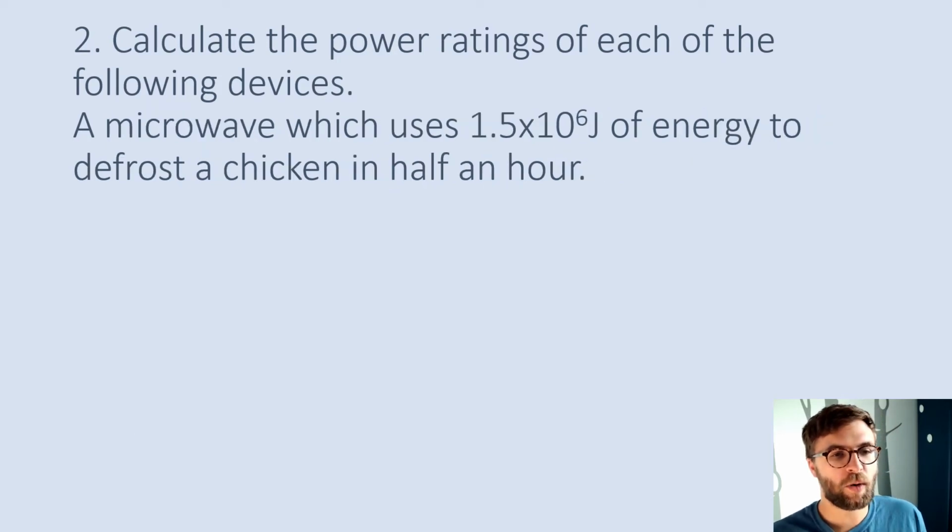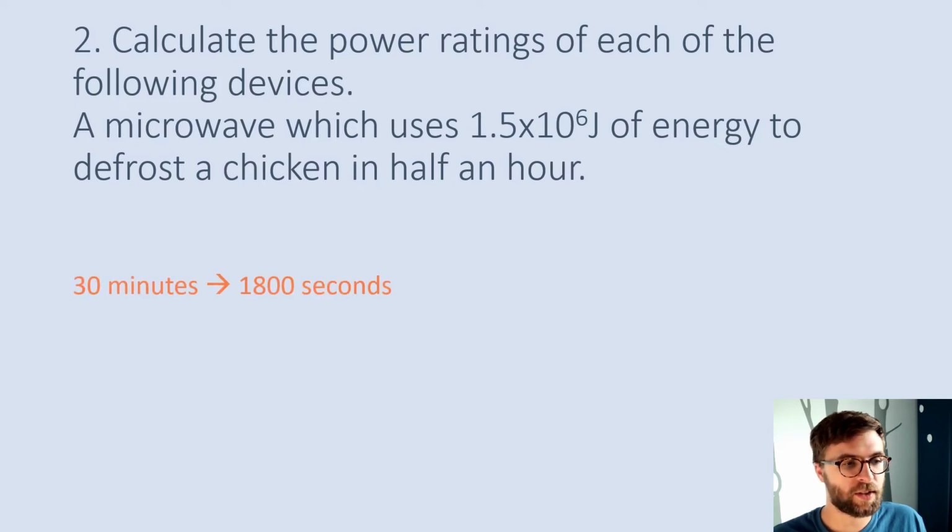Next one, a microwave which uses 1.5 times 10 to the 6 joules of energy to defrost a chicken in half an hour. So in this one, again, our time isn't in our standard units, and we've also got a standard form for our joules, which is something that they commonly use in these physics exams. So let's firstly convert our minutes into seconds. So 30 minutes, multiplying that by 60 gives us 1,800 seconds.